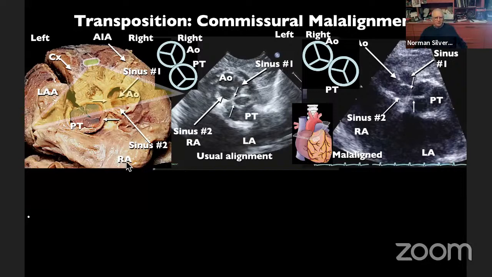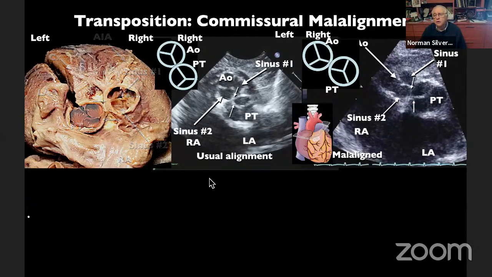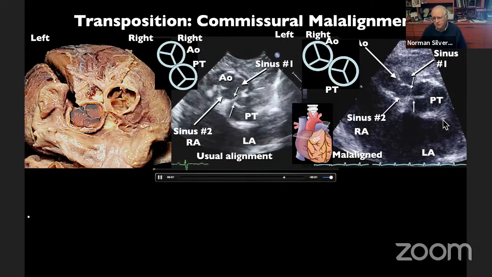Now, here is a beautiful example from Dr. Spicer's book from above, showing a commissural malalignment between the aortic commissure and the pulmonary commissure. And you can see that in the normal heart, they are aligned here. I put this in here with the usual alignment. And then here's an example where they are malaligned.